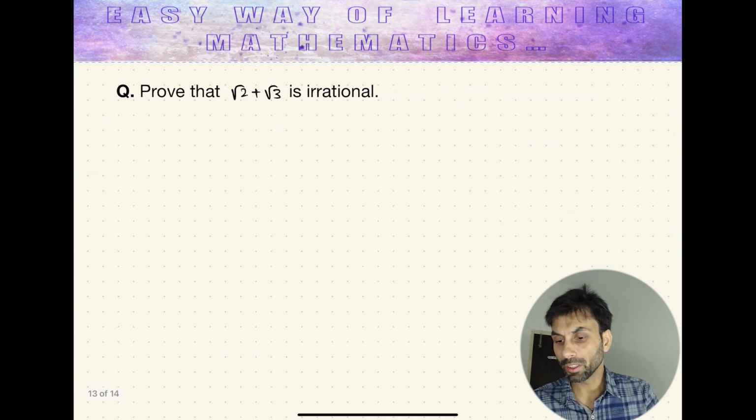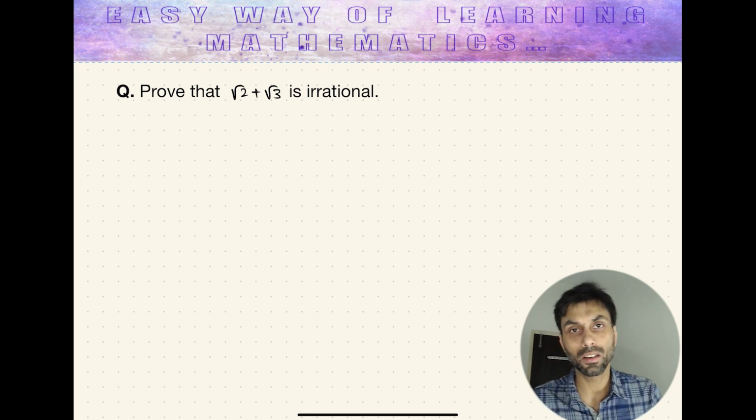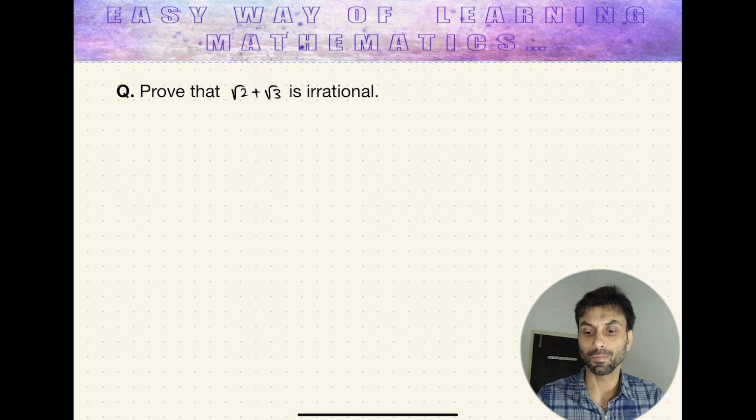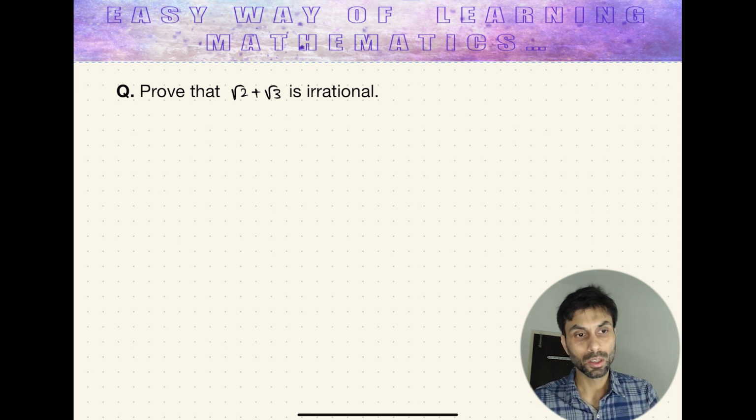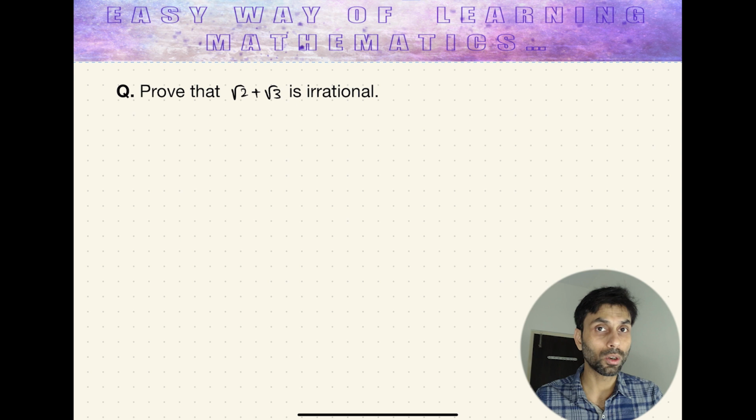Now, the next type of question that can come is where they have given that the sum of two irrational terms is irrational. This is what we have to prove. So let's prove this type of question also.